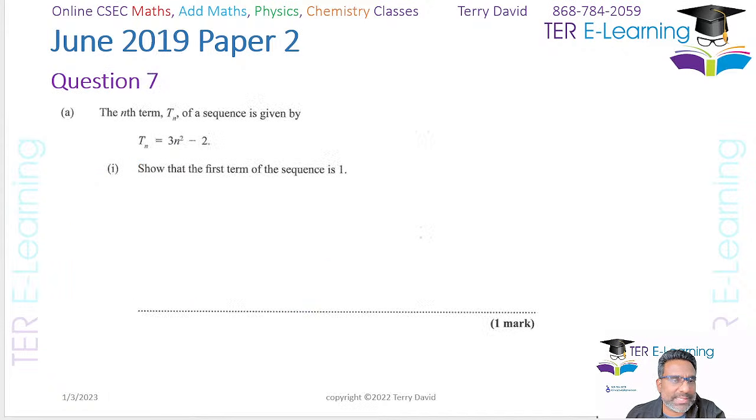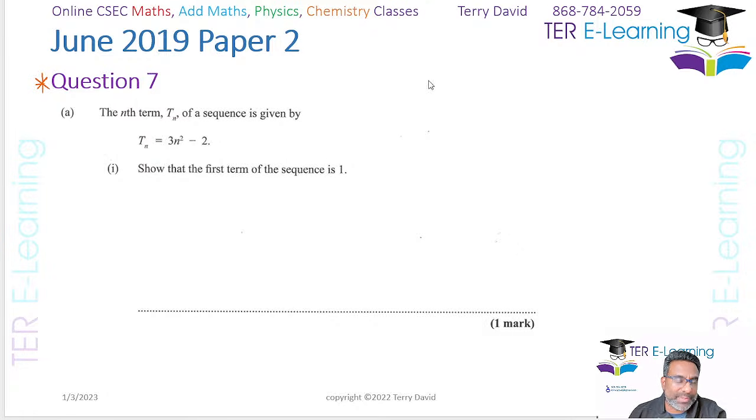Right, so that's question 6. Question 7, right? Normally your question 7 in the exam paper is your investigation question. This is the first time that CXC brought a particular question like this. Lots of students had great difficulty with this, right? So the nth term of a sequence, right? So they have a sequence here.